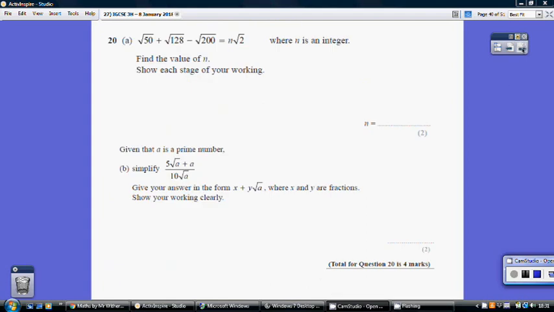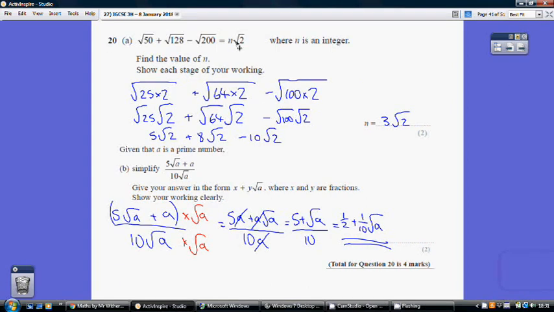Question 20. So for part A, we've got to give our answer as so many lots of root 2. So we really need to simplify each of these 3 surds here into so many lots of root 2. So root 50 is root 25 times 2, which breaks down to being root 25 root 2, and the square root of 25 is 5, so that's 5 lots of root 2. Remember, what we're doing each time, we're trying to find 2 numbers that multiply to make, say, the 50, one of which is a square.